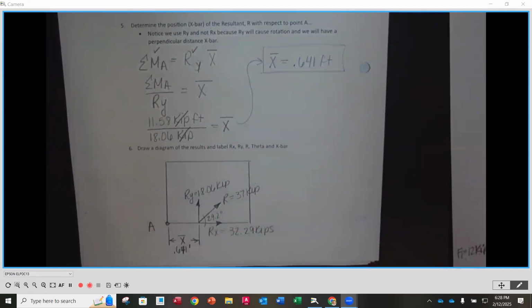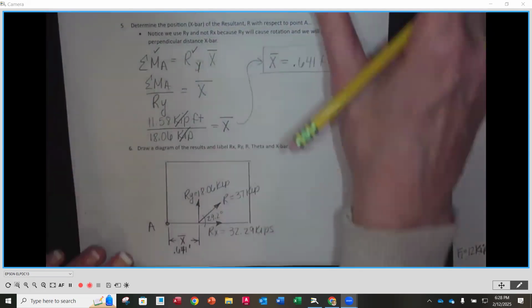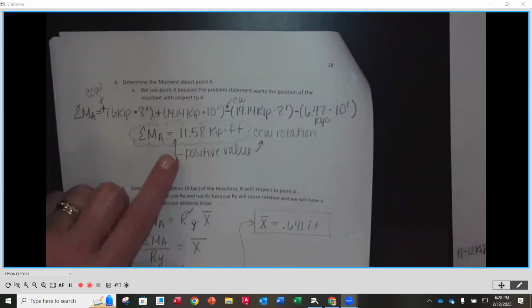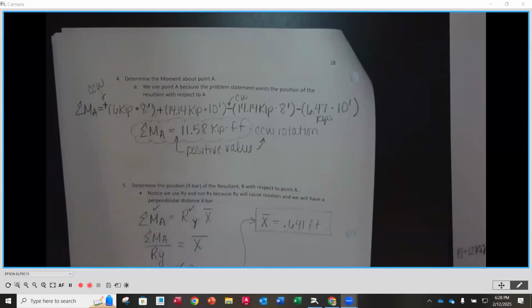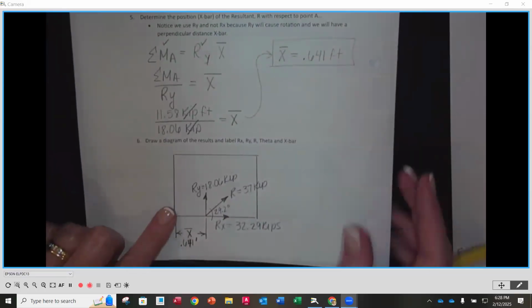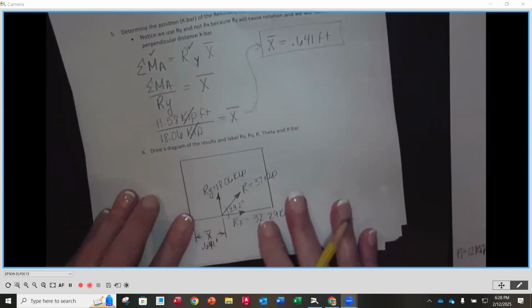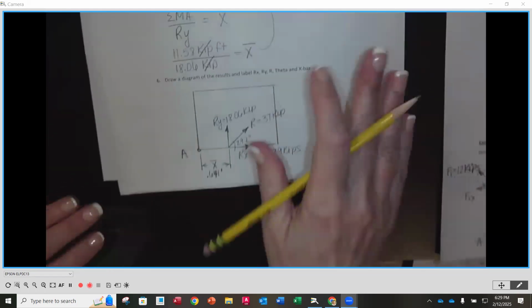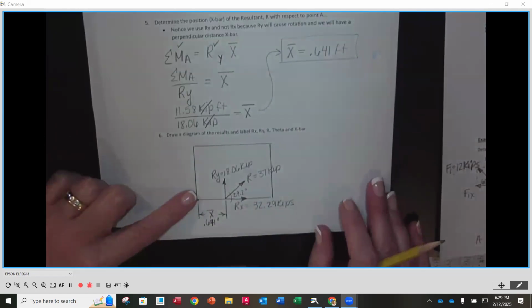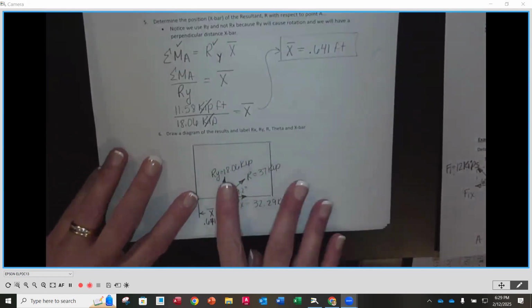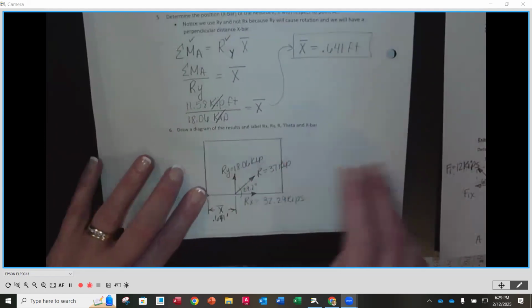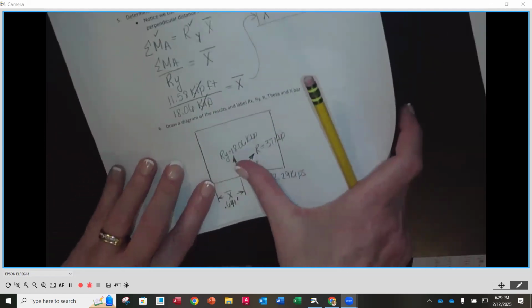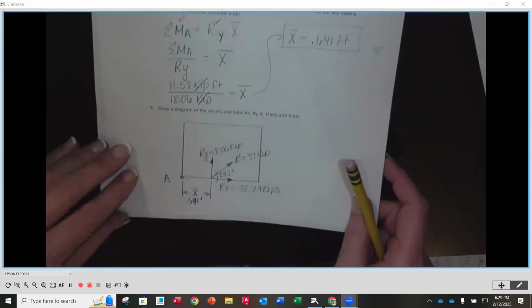Now, the double check that you want to do is that the direction of the rotation that is created by what you drew here is consistent with the direction of the total moment that you calculated. So we got the total moment to be in a counterclockwise direction. If I put my finger on A and I pull in the direction of that RY component, I'm going to rotate counterclockwise. Okay, you get the picture. Okay.